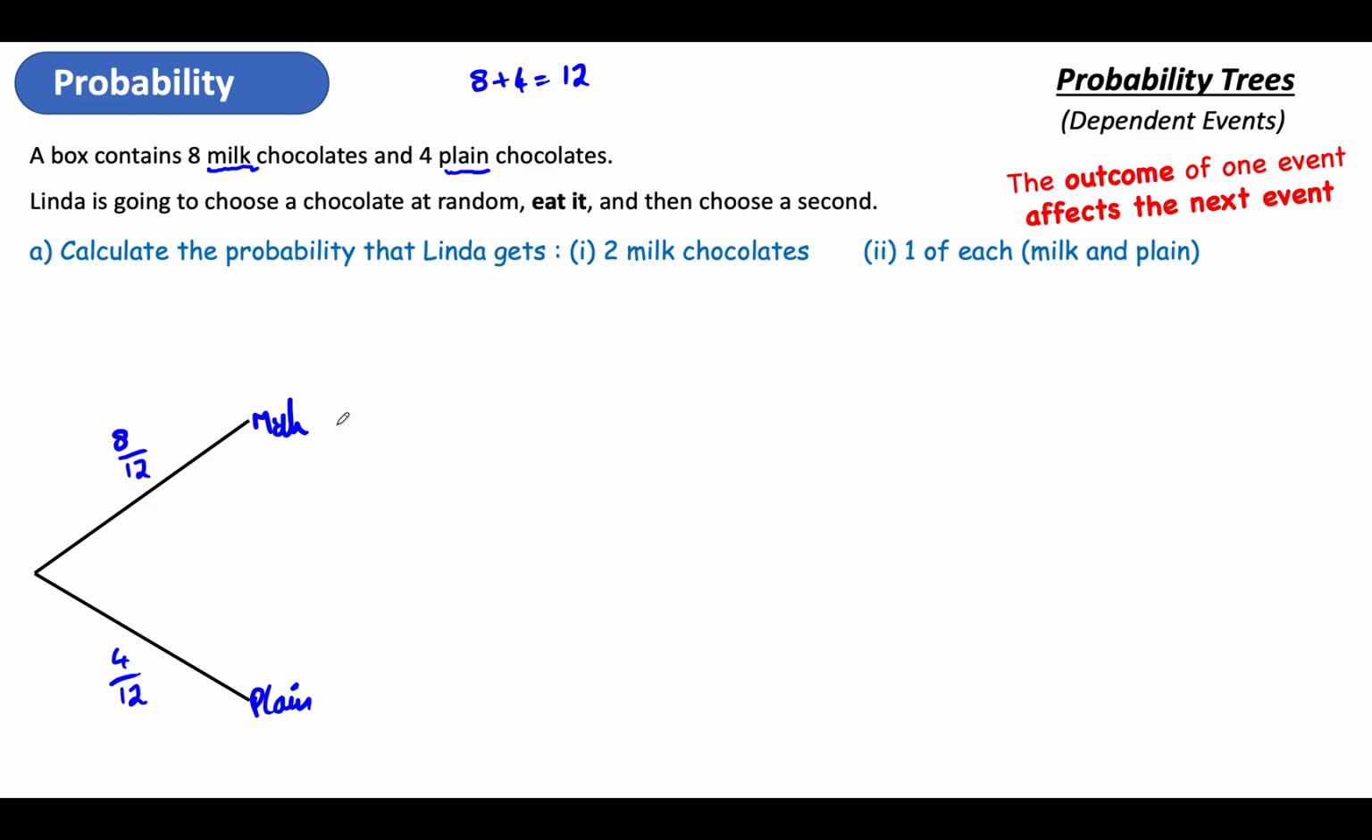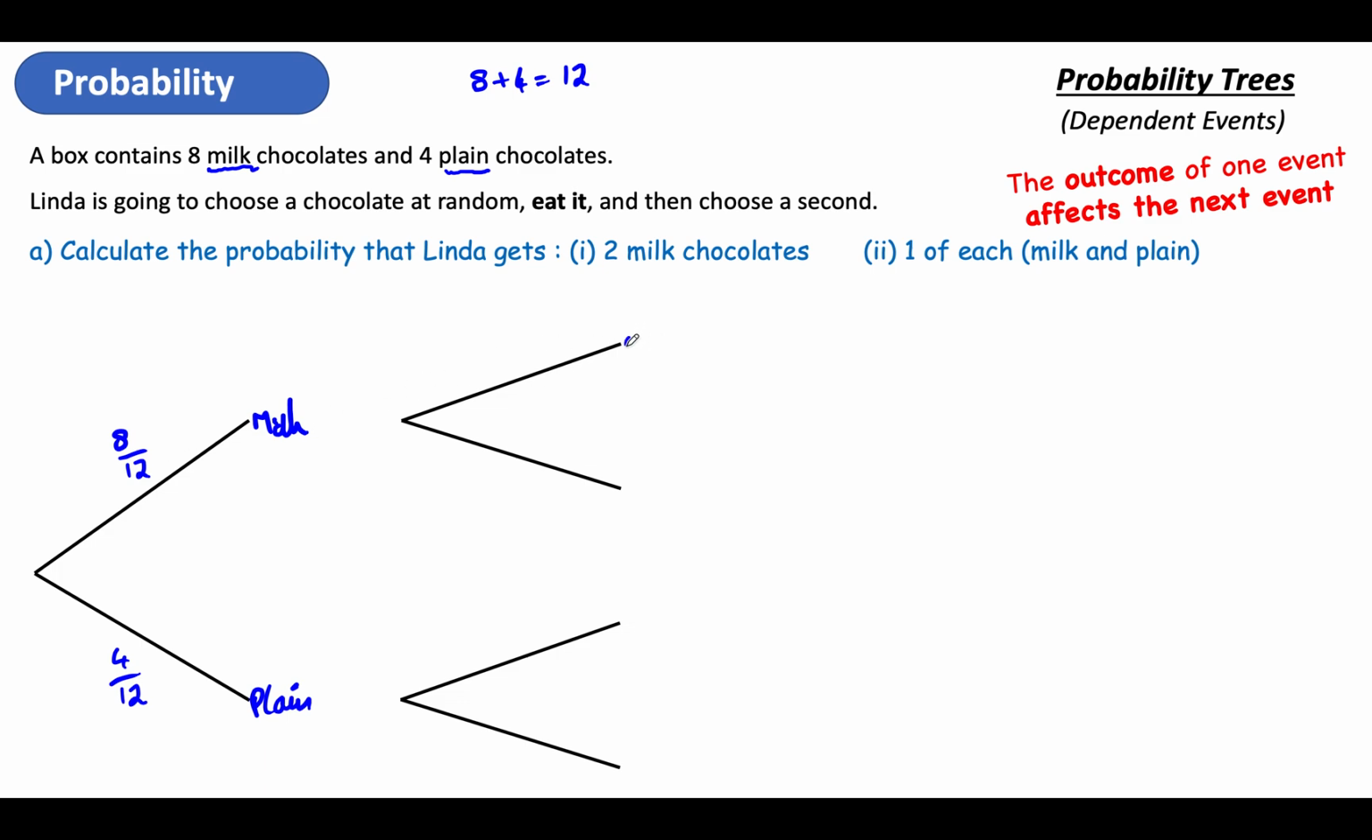Now, let's say that we then take a second chocolate. She's taken that chocolate, whatever it was, and she's eaten it. Now there's going to be fewer chocolates, and we have to imagine what has happened. This set of branches at the top will have different probabilities to this set of branches at the bottom, because the top set of branches on this journey, she took a milk chocolate, so there's 1 less milk chocolate. But on the bottom set, she took a plain chocolate, so there's a different amount of plain chocolates. So you have to think about what has happened before to change the probability on this second set of branches.